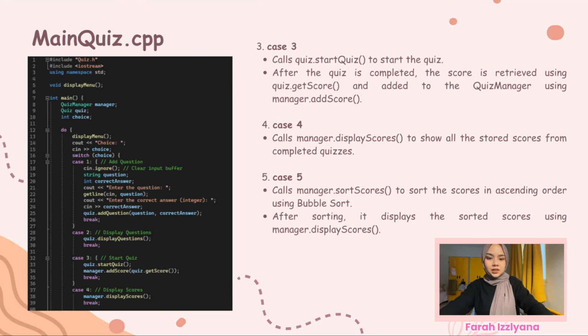After the quiz is completed, the score is retrieved using quiz get score and added to the quiz manager using manager add score. Case 4 calls manager display scores to show all the stored scores from completed quizzes. In case 5, it calls manager sort scores to sort the scores in ascending order using bubble sort. After sorting, it displays the sorted scores using manager display scores.